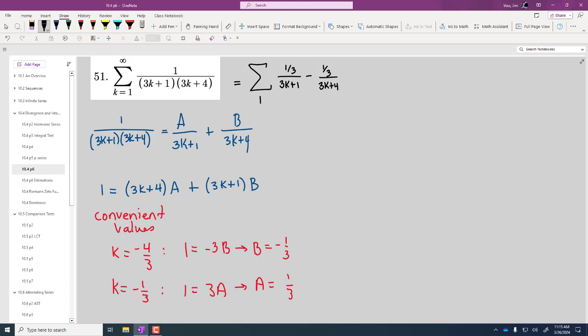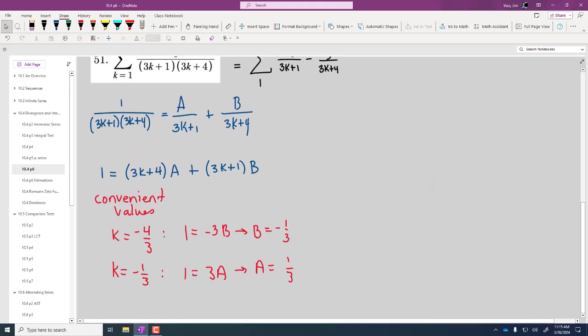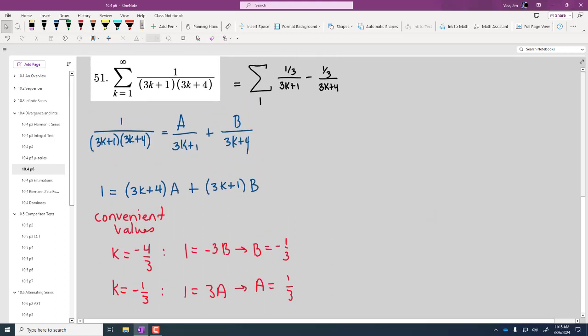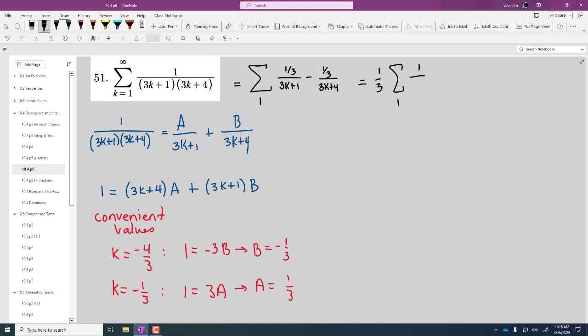So with a telescoping series, we want to find S sub n. We have a couple of things we could do. One thing we could do is factor out the 1/3 just to clean up the summand a little bit. If we factor out that 1/3, then that makes it just a little bit less fraction-y.